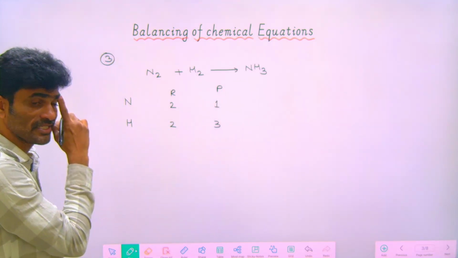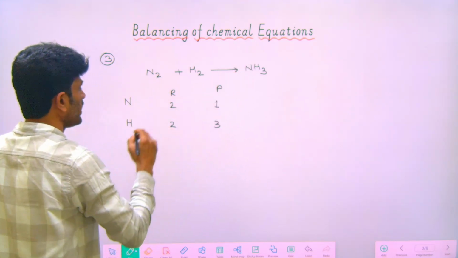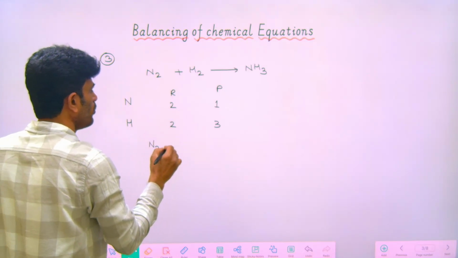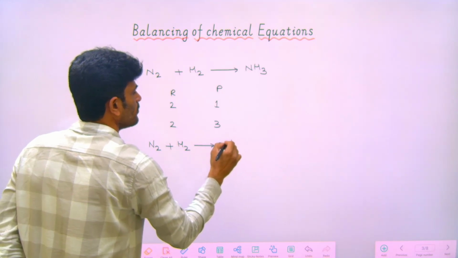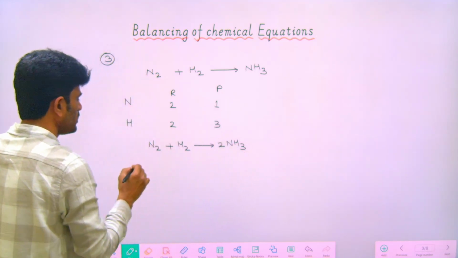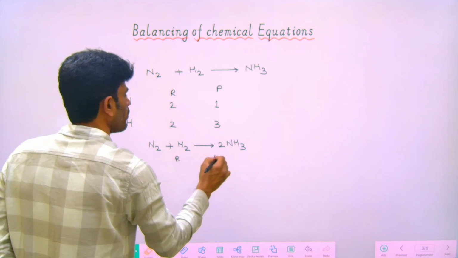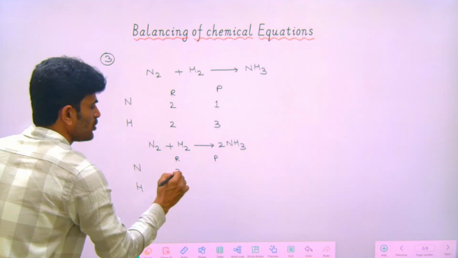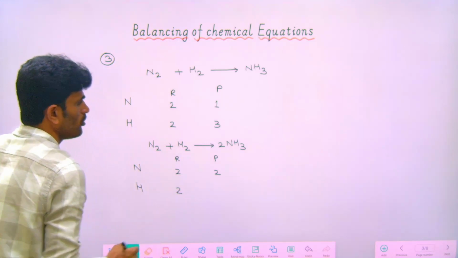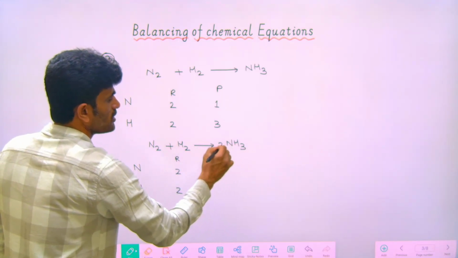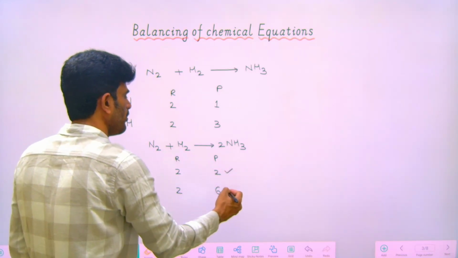So better we will balance nitrogens first. Here 2 we have, here only 1 we have. So we multiply by 2 here so that nitrogens will be balanced. N2 plus H2 gives rise to 2NH3. Now check it. Nitrogens we have reactant side 2, product side also 2. Hydrogens reactant side 2, but product side 2 into 3, 6 hydrogens. So nitrogens are balanced, but hydrogens are not balanced.